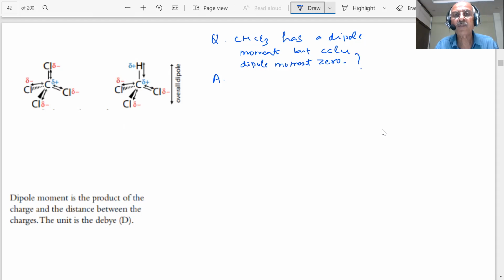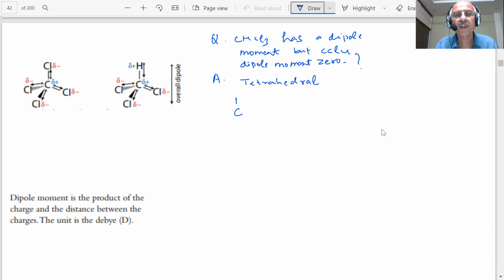What is the shape of these molecules? You have already drawn the shapes of the molecules in the previous lecture. They are tetrahedral. What is the shape? Tetrahedral. Is it right? Yes, sir. 109.5 degree bond angle. Is it correct? Yes, sir. What will happen then if I draw the shape?